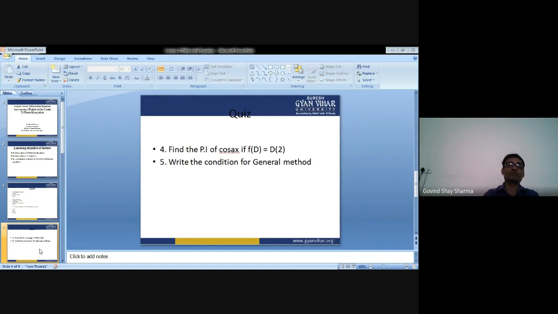Write the condition of the general method. For the general method, the solution is y equal to 1 upon D minus alpha Q(x), and we write it as a linear equation and write the solution. If we take 1 upon D minus alpha, the solution we get is e to power alpha x integration of Q(x) e to power minus alpha x. So thank you students. I hope you understand this lecture very well and you are able to solve the problems.